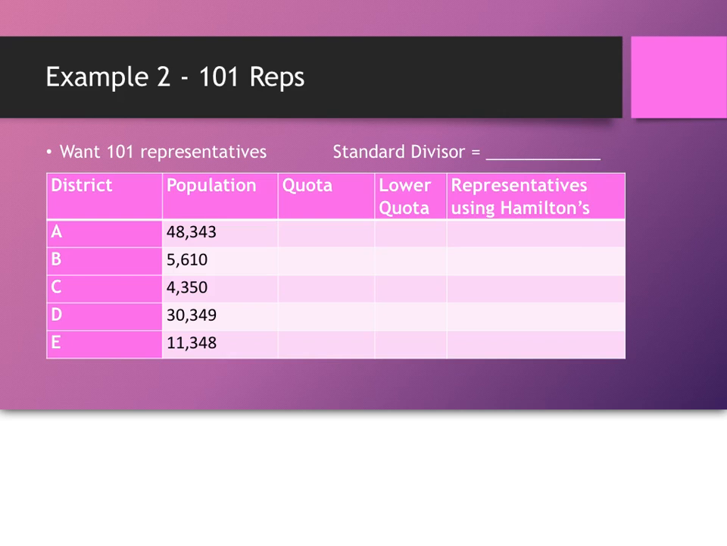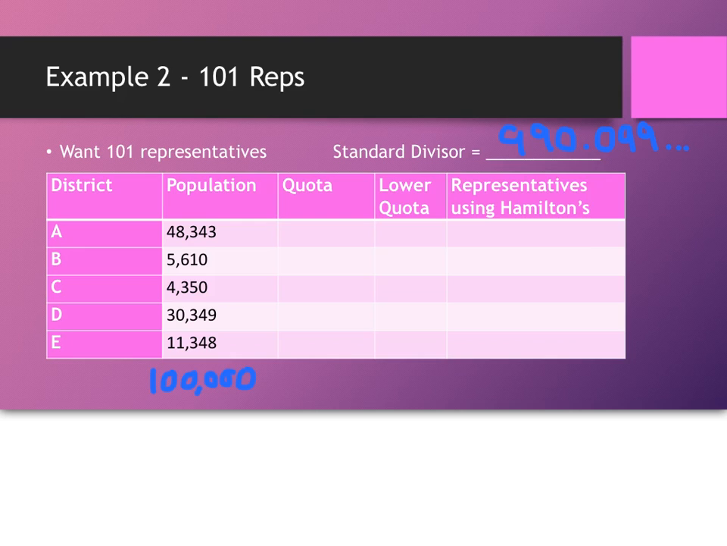So, I want to change example 2, and all we're going to do is, instead of using 100 representatives, let's say we wanted to allocate 101 representatives. Now, this first part has not changed yet. We still have 100,000 total people in our population. But that does change the standard divisor. If you take 100,000, divide it by your 101 representatives, essentially you're going to get 990.099, and then it goes on and repeats.